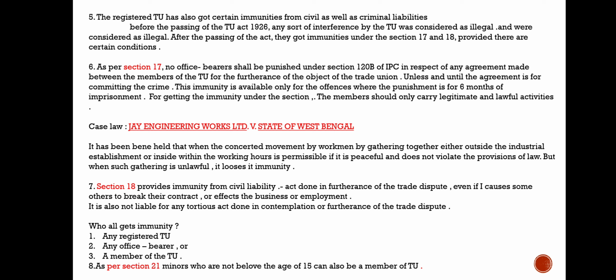So it is available to offences that have punishment for a period of 6 months. And one of the important, worth noting cases in this section is J Engineering Works Limited versus State of West Bengal. So in this case, it has been held that if a movement by a workman within the premises of the industrial establishment is being conducted in a very peaceful manner without violating any provision of the act, then they get immunity under the section.